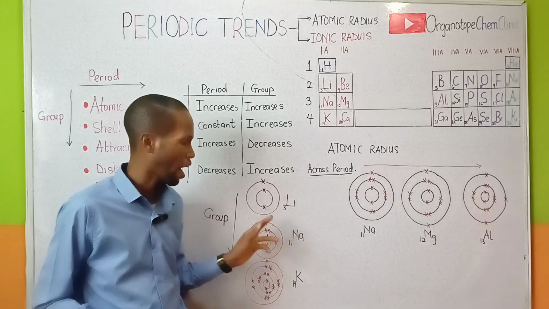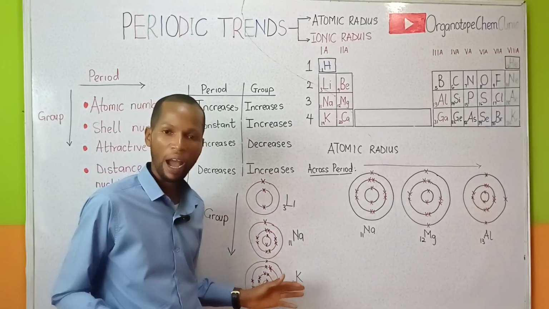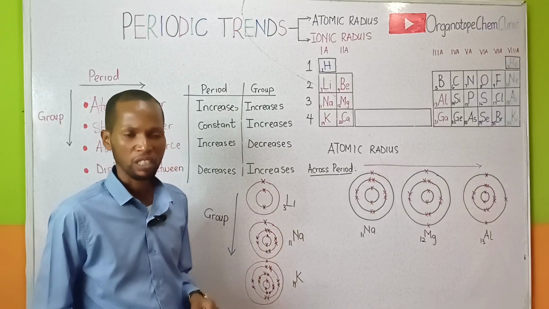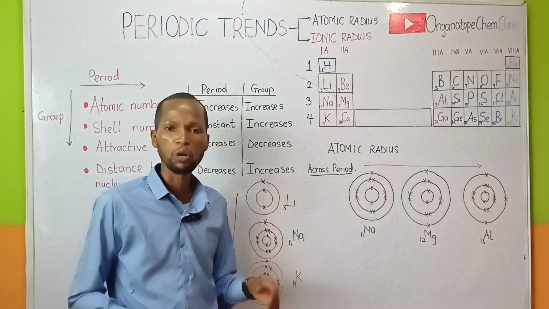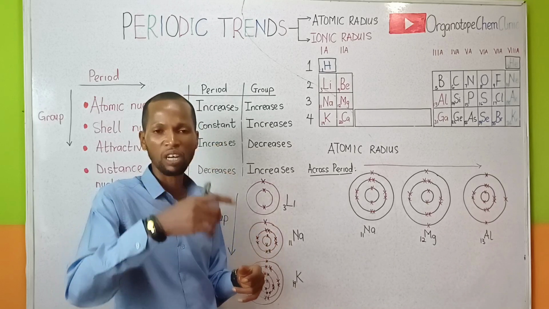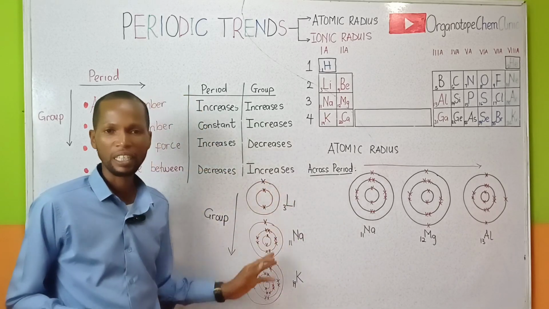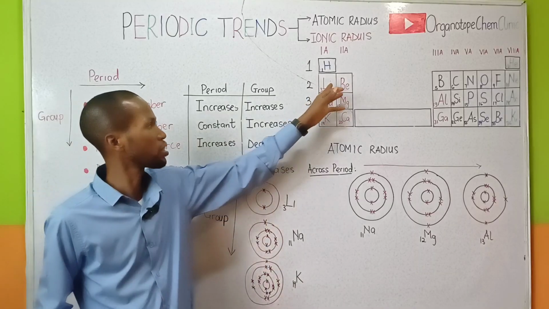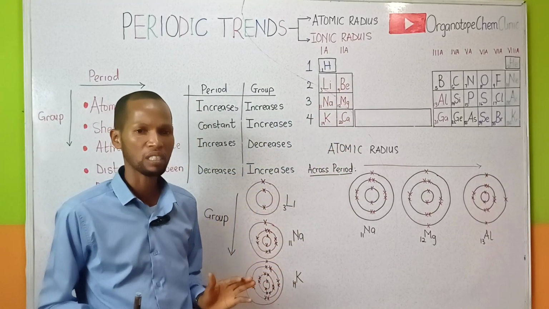In lithium, we have 2 shells. In sodium, we have 3 shells, while in potassium, we have 4 shells. But they have something in common. Elements in the same group have the same number of electrons in the outermost shell. So we have 1 electron in the outermost shell. For lithium, 1 electron, sodium, 1 electron, and potassium, 1 electron in the outermost shell.